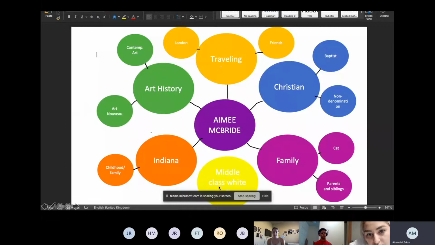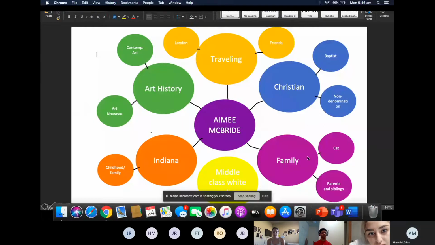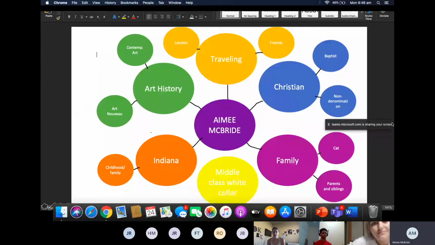Your family's background. So if I move this, you can see that my family's background is a middle class white collar family. My dad went to college, but my mom never went to college. She didn't even graduate high school. So that can influence who we are as a person and how we view things in the world. And where we are from originally can really influence how we grow up and how we view the world.